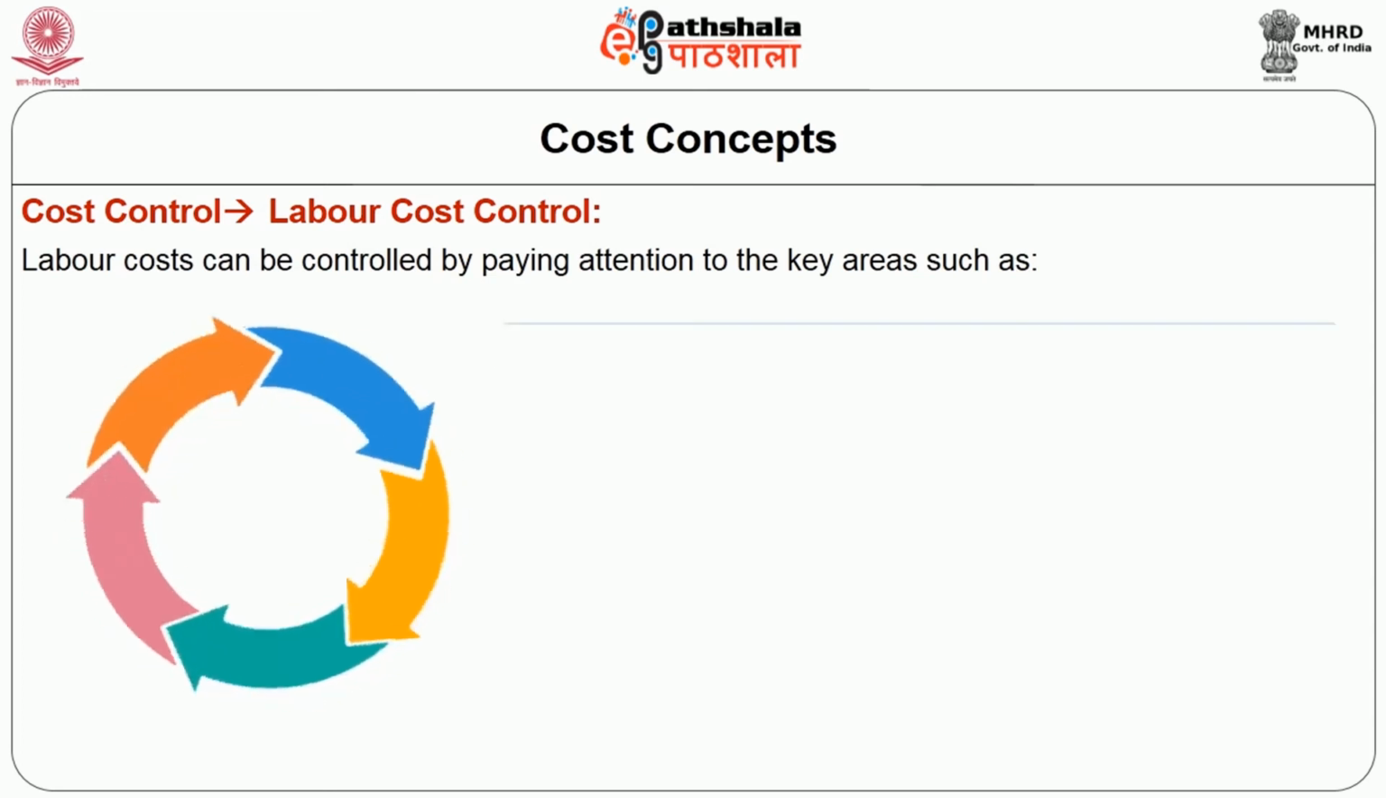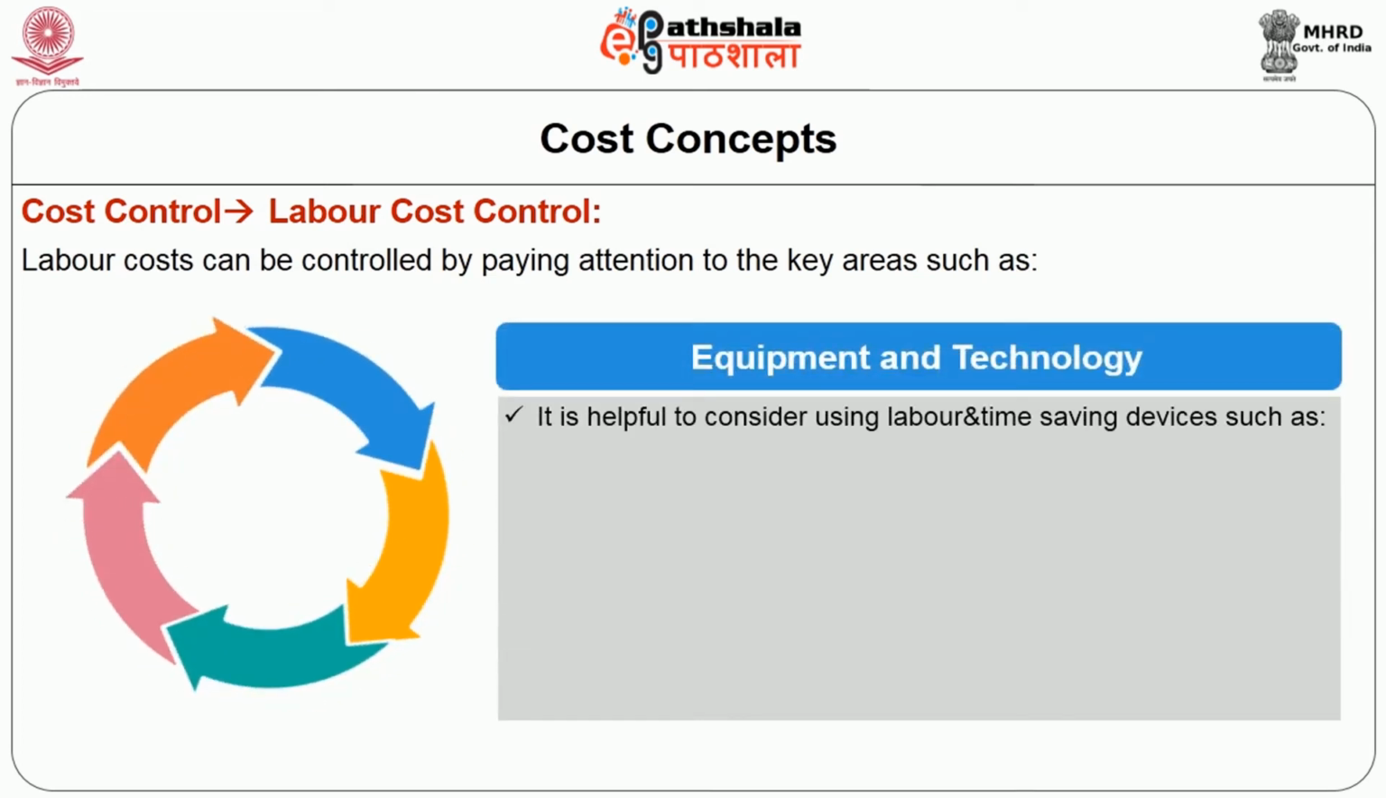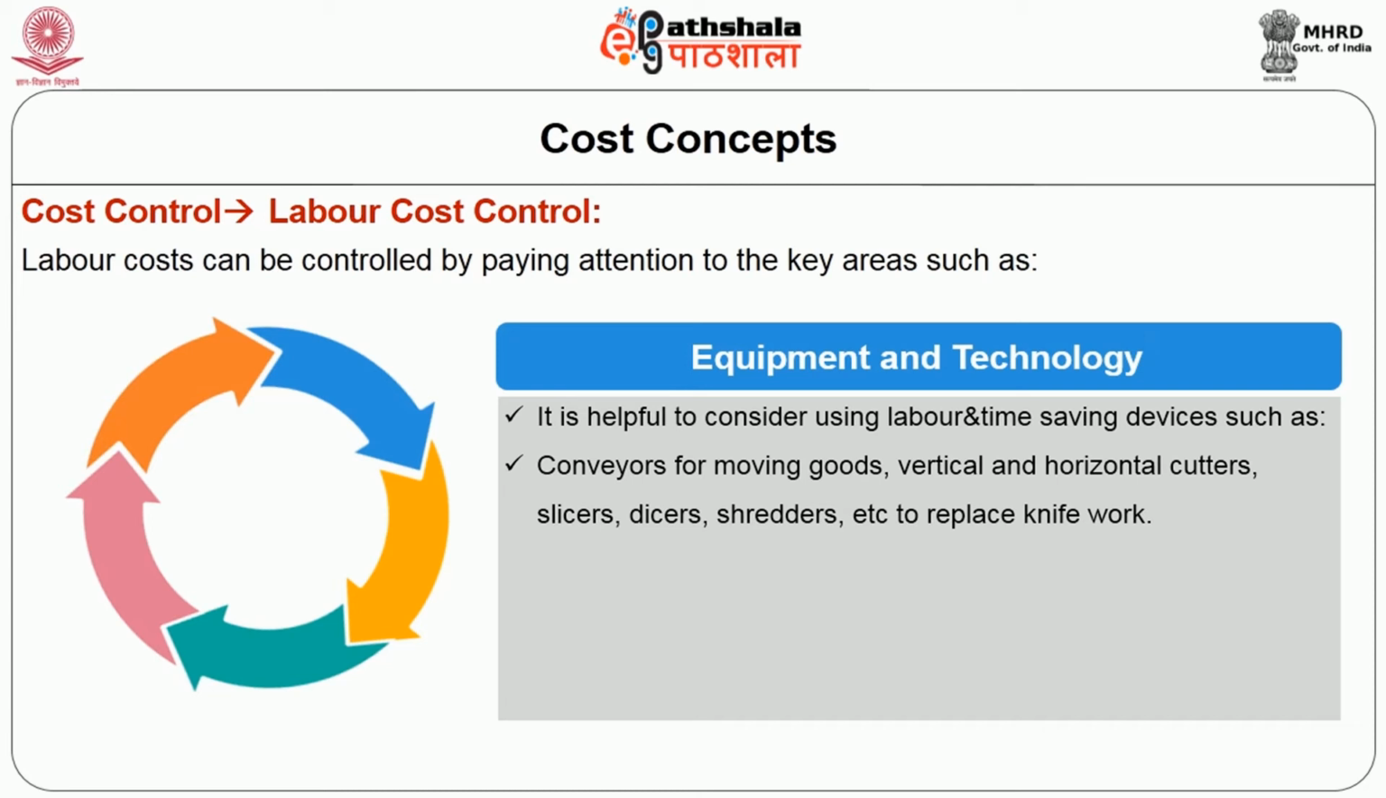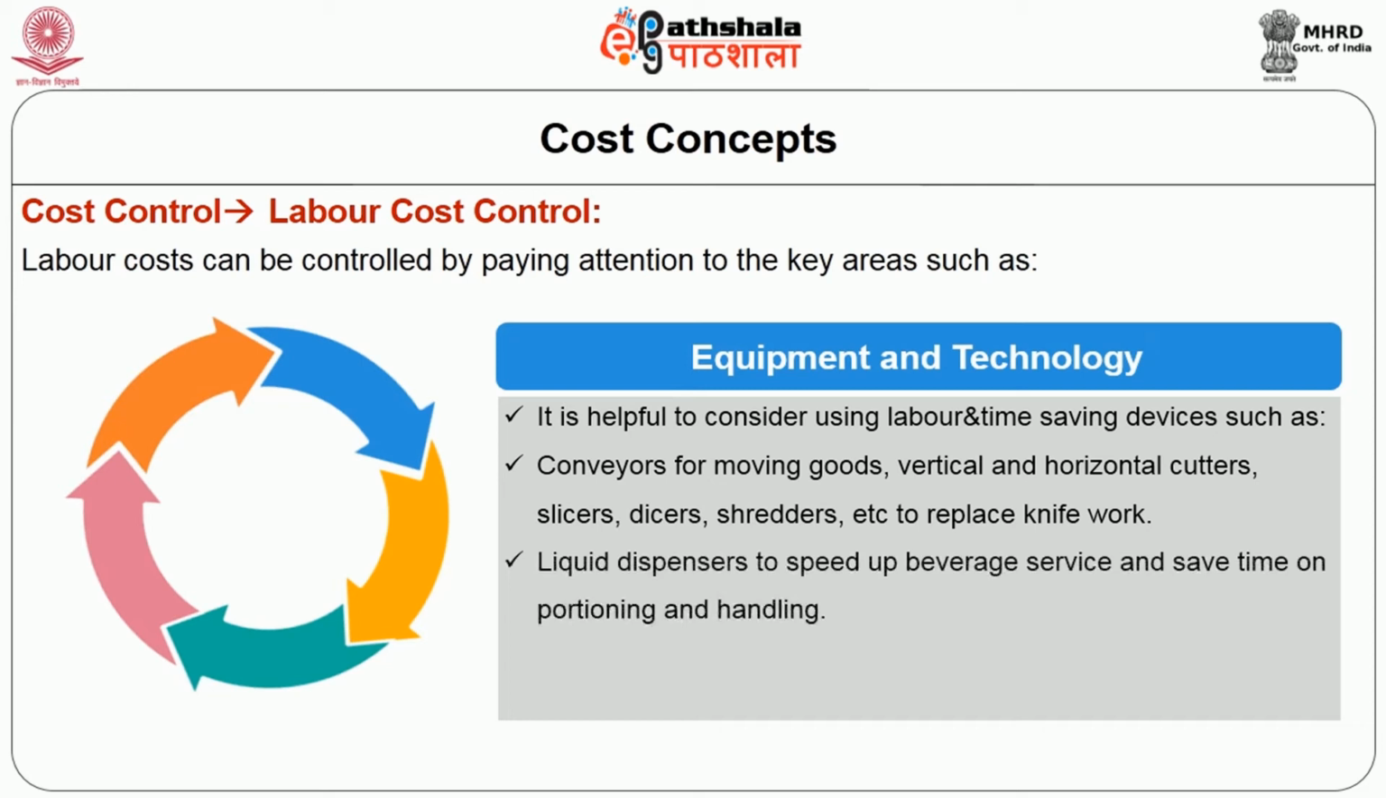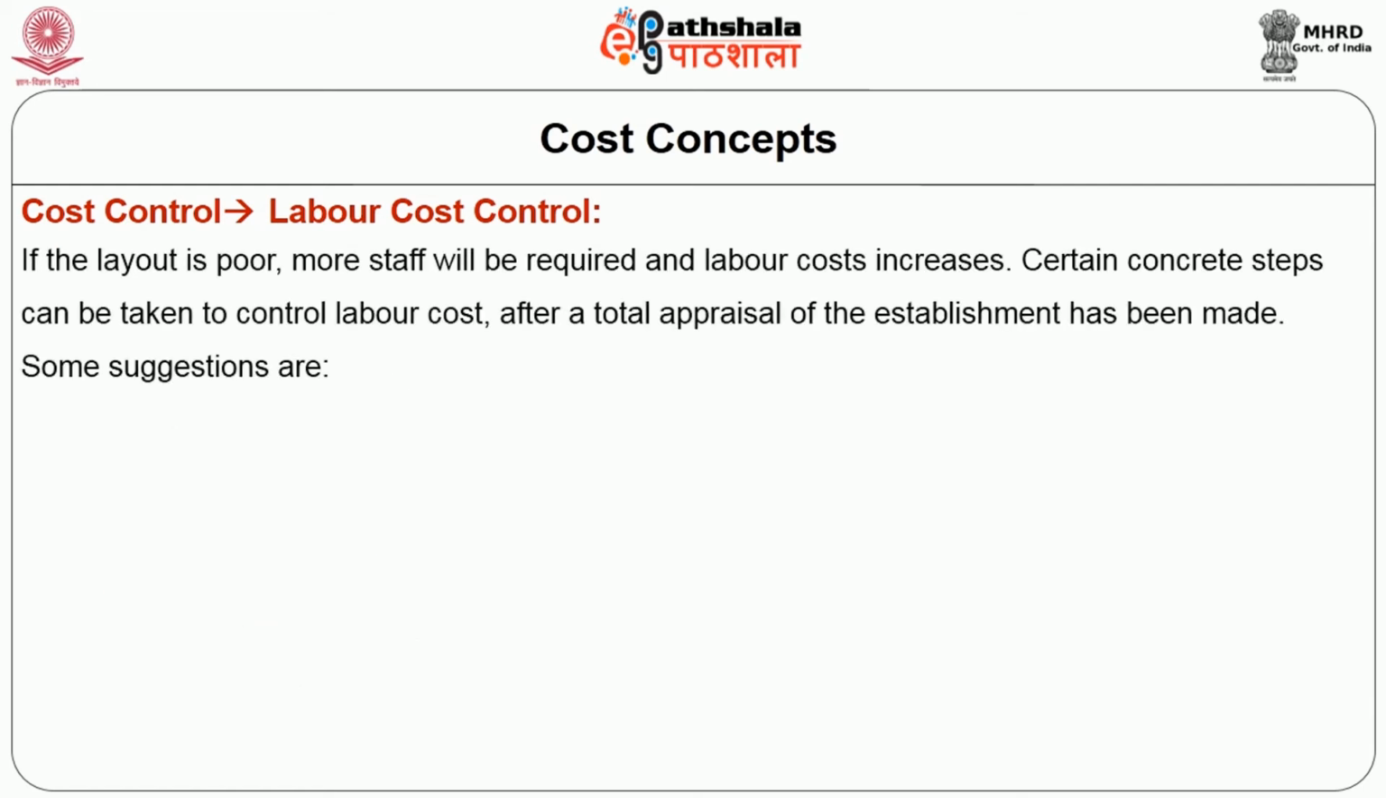Equipment and technology. It is helpful to consider using labor and time-saving devices such as conveyors for moving goods, vertical and horizontal cutters, slicers, dicers, shredders, etc. to replace knife work. Liquid dispensers to speed up beverage service and save time on portioning and handling. Electric ovens, convenience foods. If the layout is poor, more staff will be required and labor cost increases.